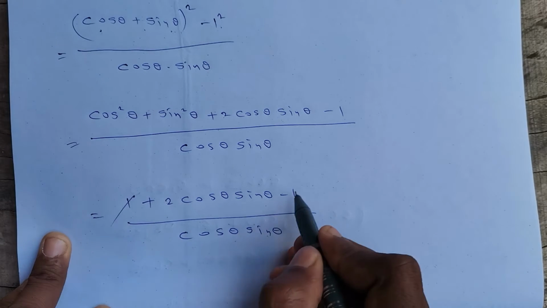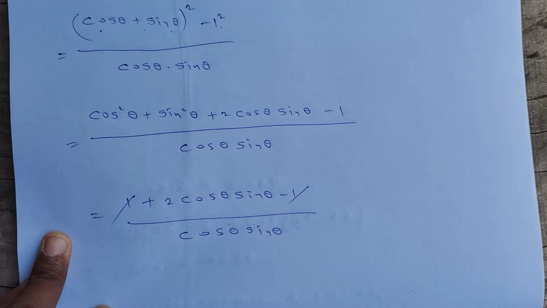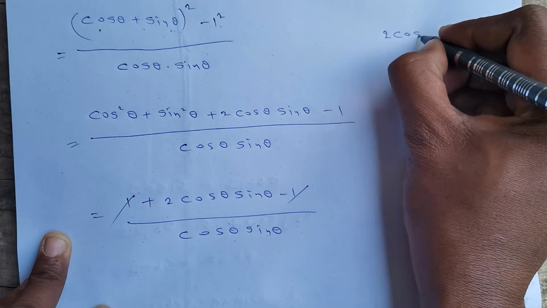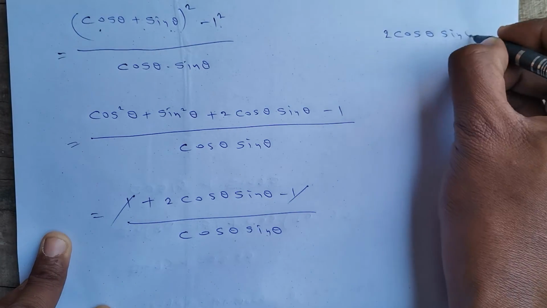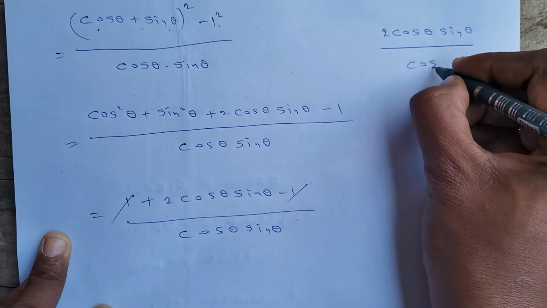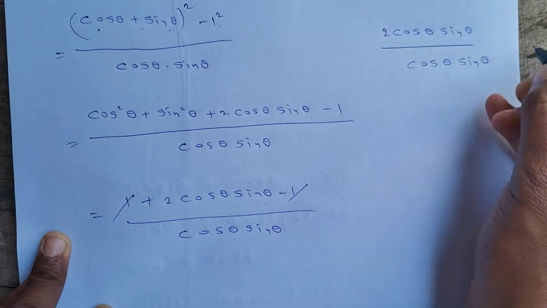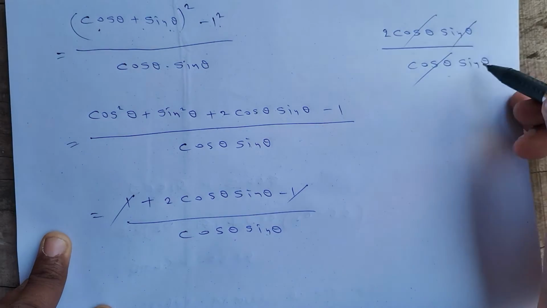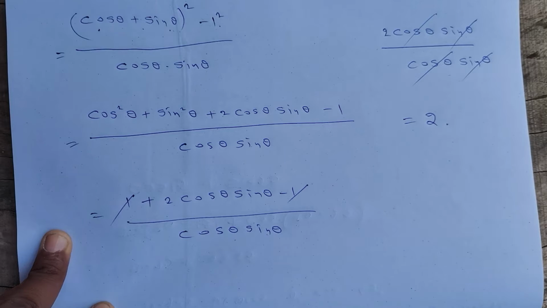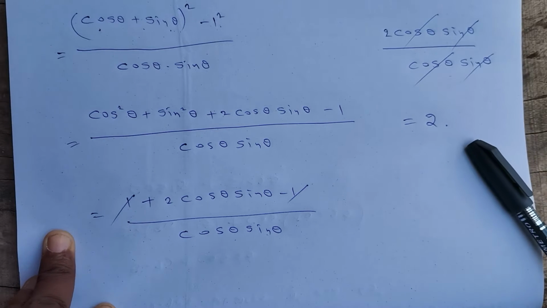So here plus 1 and minus 1 both get cancelled. We remain with 2 cos θ sin θ, whole divided by cos θ sin θ. Here cos θ cancels, sin θ cancels, so we remain with 2. So the value of (1 plus tan θ plus sec θ) into (1 plus cot θ minus cosec θ) is 2.